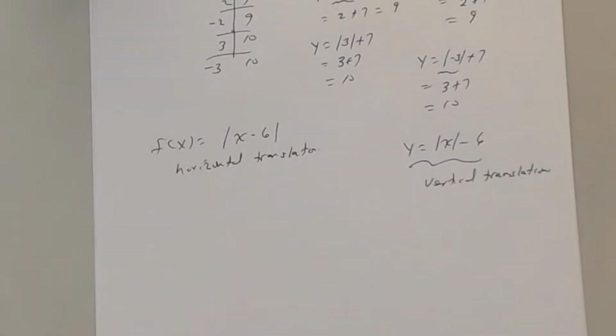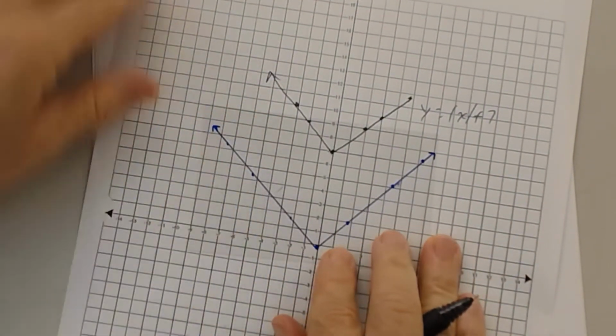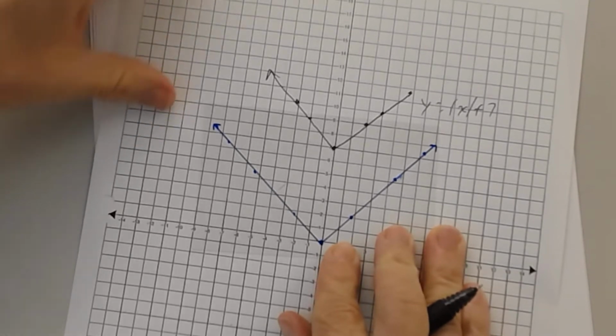Now when I say horizontal translation, what I mean is that I'm going to take my parent function and move it horizontally. That's what that means. Basically what's happening is this. I want you to think about this. So here's my parent function, right here, the vertex at the origin.